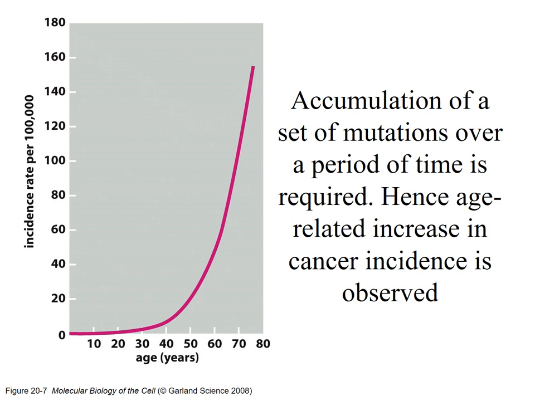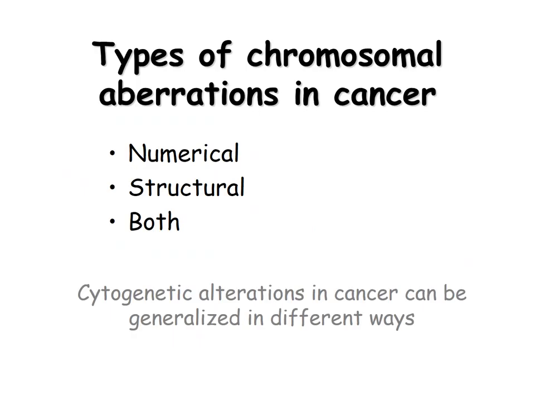This graph shows the incidence of cancer per lakh of people and age in years. As we can see, with increasing age, the incidence is more. Why? The previous slides explain this, that yes, it requires more time to acquire all the necessary mutations, and that is why the age related increase in cancer incidence is observed. Of course, there are exceptions, and by now you will be able to correlate why some people develop cancer at an early age. That is because already certain mutant genes have been inherited, right?